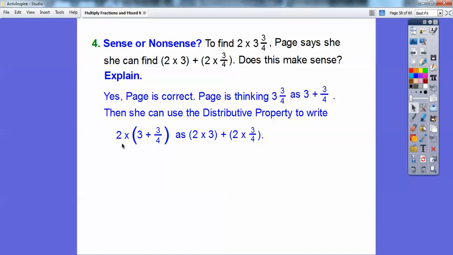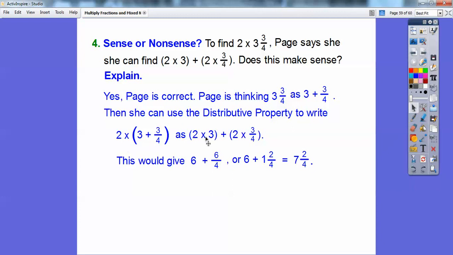And then you can use the distributive property and do 2 times 3, that's what this says, plus 2 times 3/4. That's what this says right here. So Paige used the distributive property with that. So 2 times 3 plus 2 times 3/4 is the same as 2 times 3 plus 3/4 right there. So nice work, Paige.